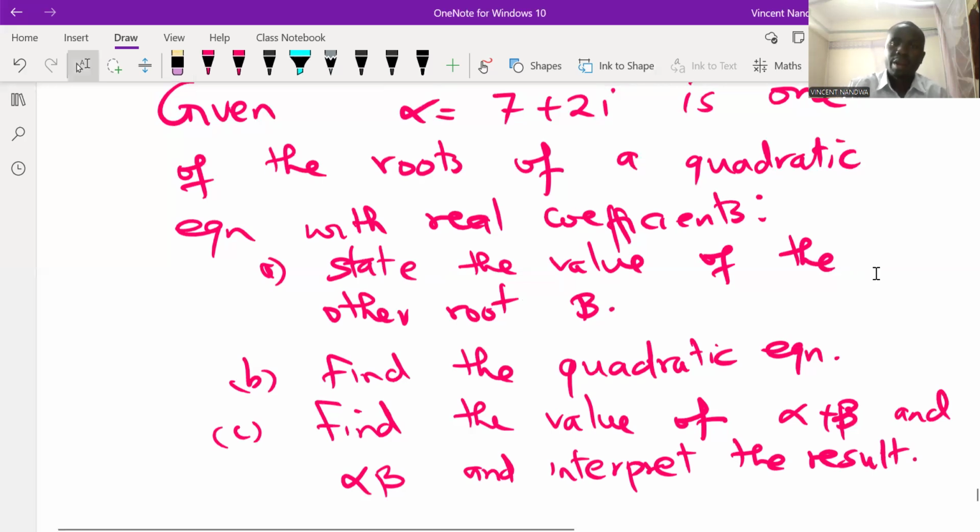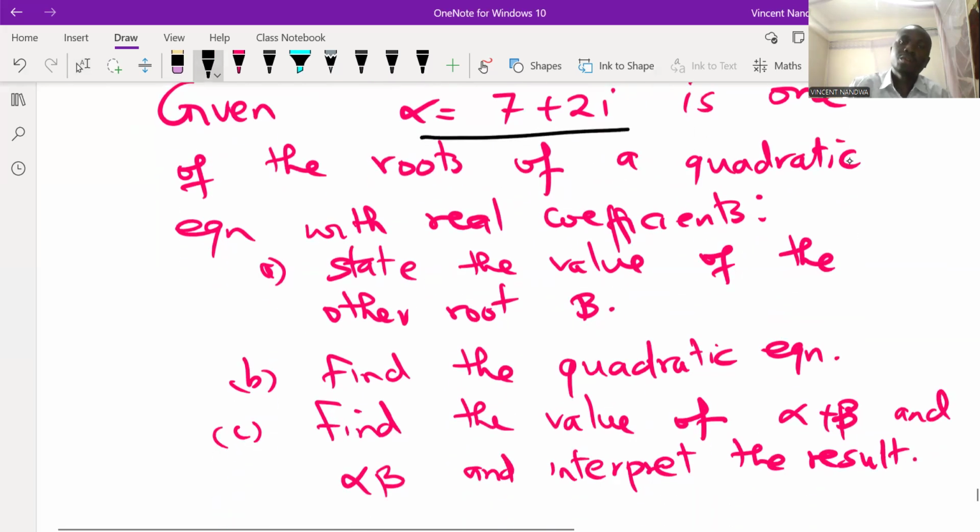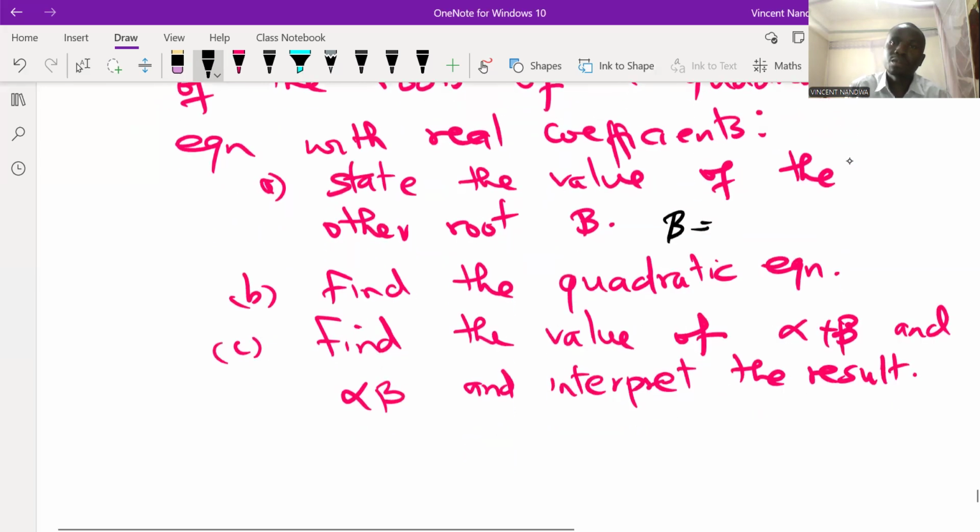So this is a very nice problem. And for us to respond to this problem, we recall that when you have a quadratic equation whose roots are complex numbers, as we have been given in this question that one of the roots is 7 plus 2i, then the other root, which is given by beta, is simply the conjugate of the root that is given. So part A, beta is nothing but the conjugate of this complex number, which is 7 minus 2i.